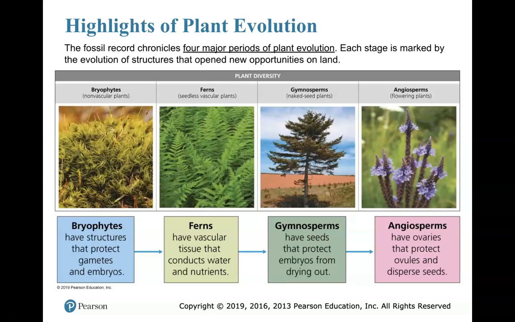So here are the highlights of plant evolution. The fossil record chronicles these four major periods of plant evolution. We have the bryophytes, the ferns, or these are also known as the seedless vascular plants. We have our beautiful gymnosperms, and then our angiosperms.